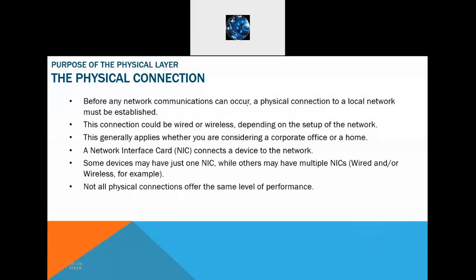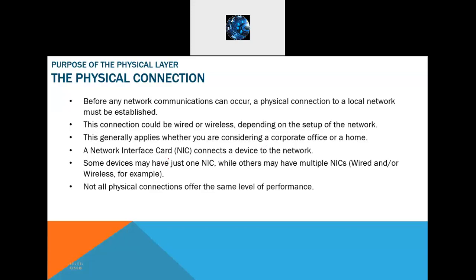Before any network communication can occur, a physical connection to a local network must be established. This connection could be wired or wireless, depending on the setup of the network. This generally applies whether you are considering a corporate office or a home office. So there must be physical connection. And when we say physical connection, we don't mean something you must see a cable. No, even the wireless is physical connection. And don't forget, we already said in the class that the wireless uses electromagnetic wave.